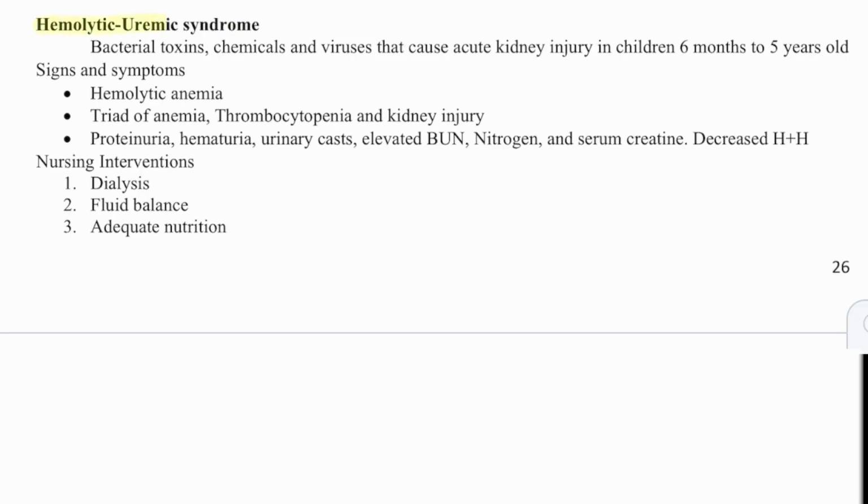Then we have hemolytic uremic syndrome. This is a bacterial toxin, chemical, or virus that causes an acute kidney injury in children 6 months to 5 years. Signs and symptoms are hemolytic anemia, the triad of anemia, thrombocytopenia, and kidney injury, proteinuria, hematuria, urinary casts, elevated BUN, blood urea nitrogen, serum creatinine, and decreased hematocrit and hemoglobin. And our nursing interventions are dialysis, fluid balance, and adequate nutrition.